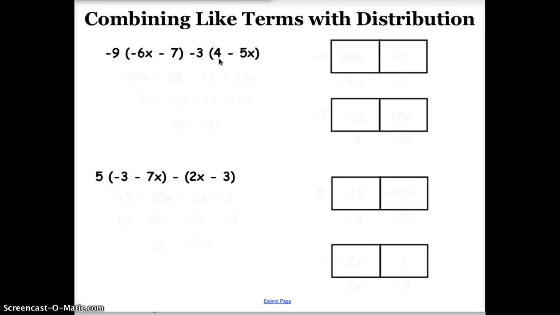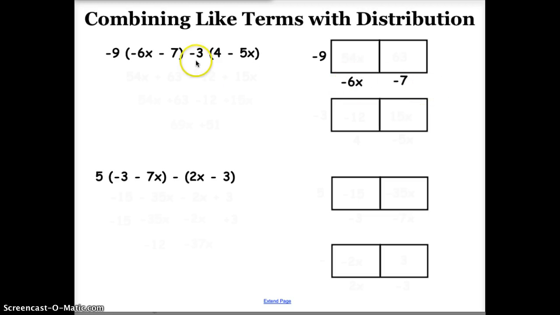So what I'm going to do is set up both of these two distribution problems into generic rectangles. The first one, I have to take negative 9 times everything inside the first parentheses. So when I do that, I'm going to set my negative 9 off there, and then inside the parentheses I have negative 6x and negative 7, so I'll put those down below.